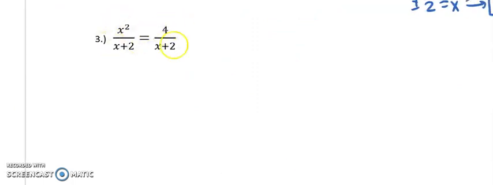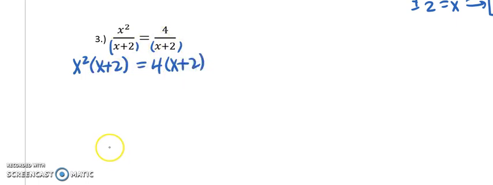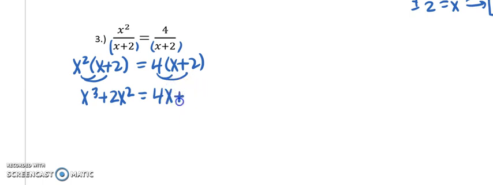All right, so let's go on over here to our last one, and we're going to do some cross multiplying again. I'm just going to pre-put those parentheses on there to make it a little bit better. So we're going to have x squared times x plus 2, and over here we'll have equals 4 times x plus 2. We're going to go ahead and distribute. This should be a crazy one. So x cubed plus 2x squared. And over here we're going to distribute. So we got 4x plus 8.